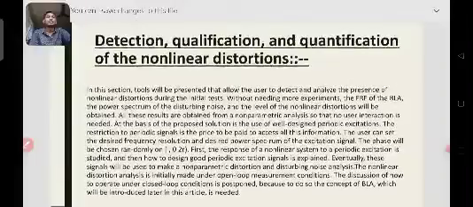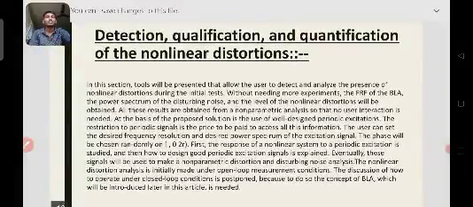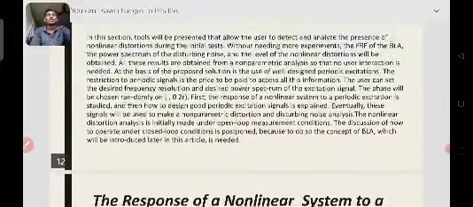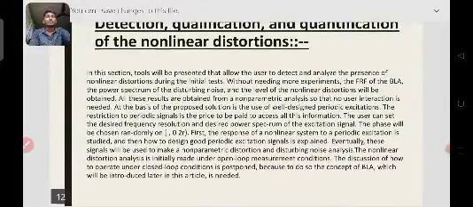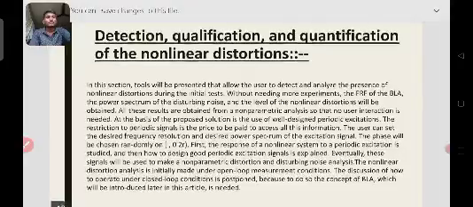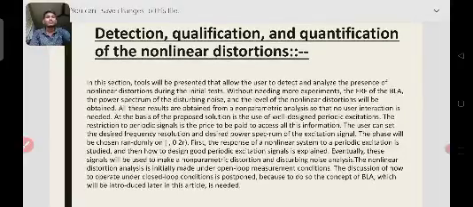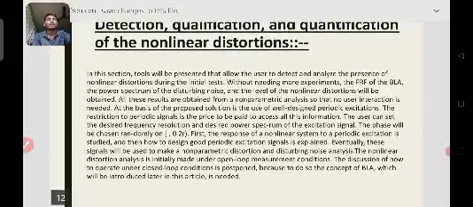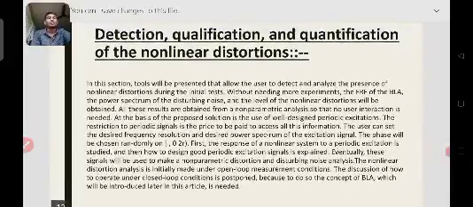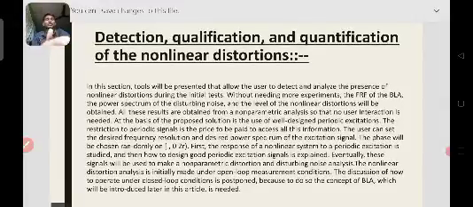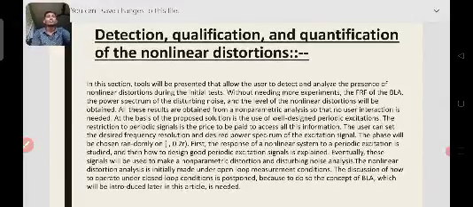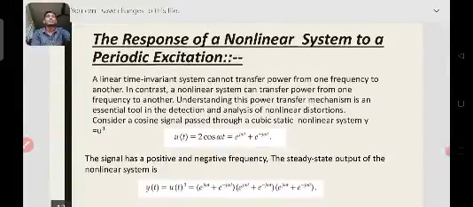So coming to the detection, qualification, quantification of the nonlinear distortions. In this section, tools will be presented that allow the user to detect and analyze the presence of the nonlinear distortion using the initial measurements without needing more experiments. The FRF, the power spectrum of the disturbing noise and the level of nonlinear distortion will be obtained. So it describes the detection, qualification and quantification of the nonlinear distortion.